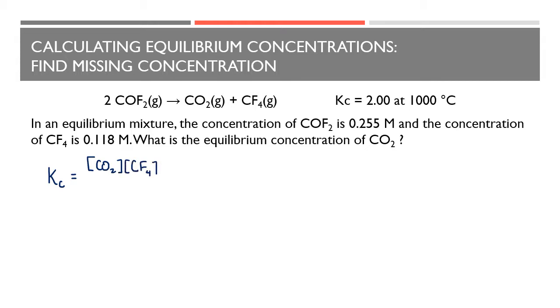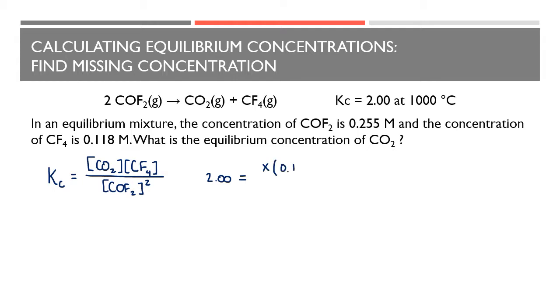So I'm going to set up my equilibrium constant expression. I'm going to always start with this, so I know what I need to fill in. So my equilibrium constant expression is here. I have the products over the reactants and the coefficient squared when I have a 2 for a coefficient. Now I'm going to substitute in the values that I know. I know my equilibrium constant is 2.00.